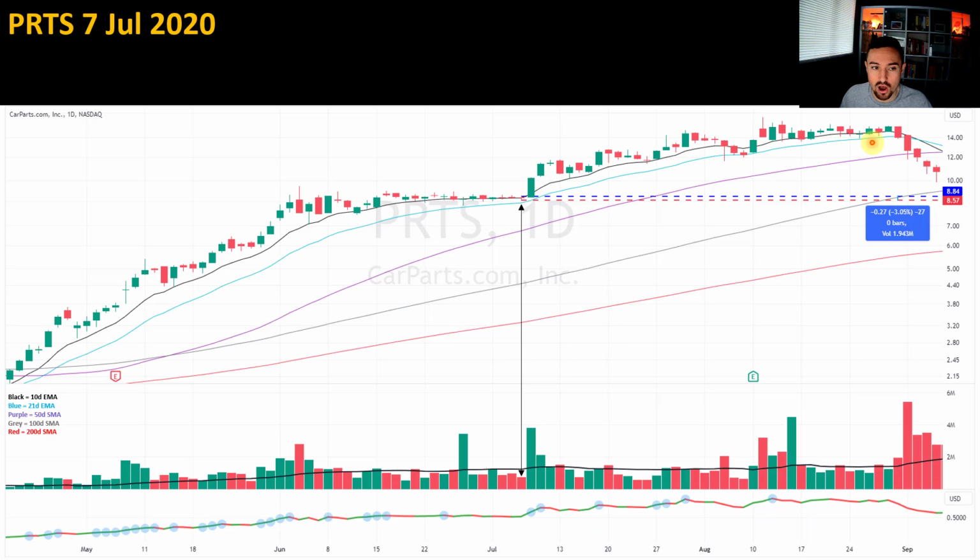PRTS, in terms of a high tight flag and a VCP, first and foremost, this is probably as textbook as you are possibly going to see. The stock goes from $2 up to about $10 or so, and then see how it holds its 10-day EMA. So let's just go into the EMAs a little bit.